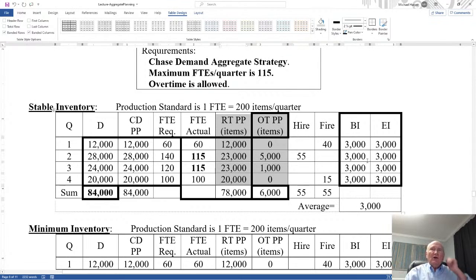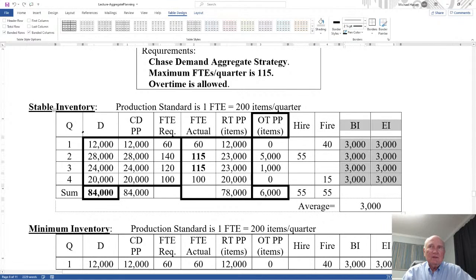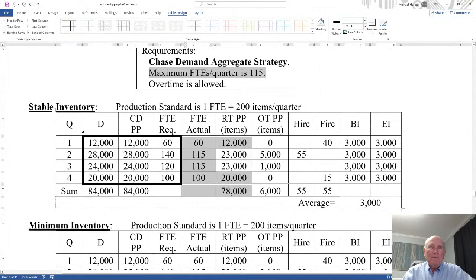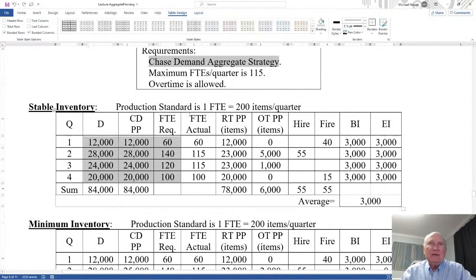That's all that means. Okay, so now we look at our hiring and firing. The hiring and firing comes from the actual FTEs. These are the FTEs that are actually going to be used. So I have 55, 15, and 40. Notice this represents a stable inventory. So how you spread this overtime will create a characteristic within your plan. Okay, well that's nice. This is good. Let's take all these things out. I'm going to go back here. There we go. So now let's have a different one.